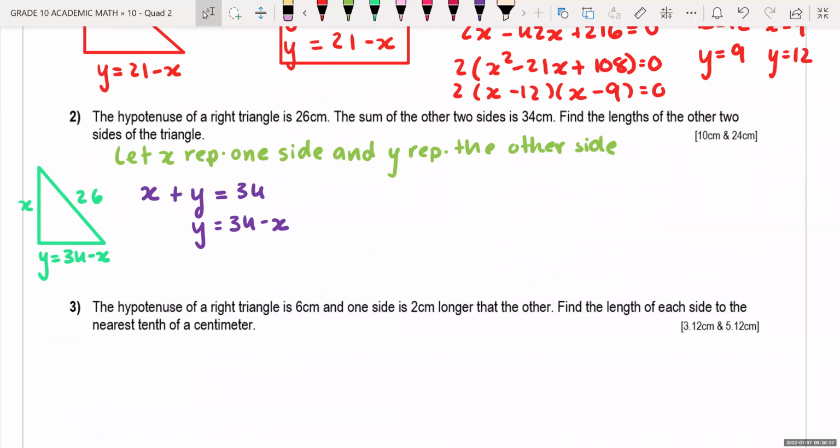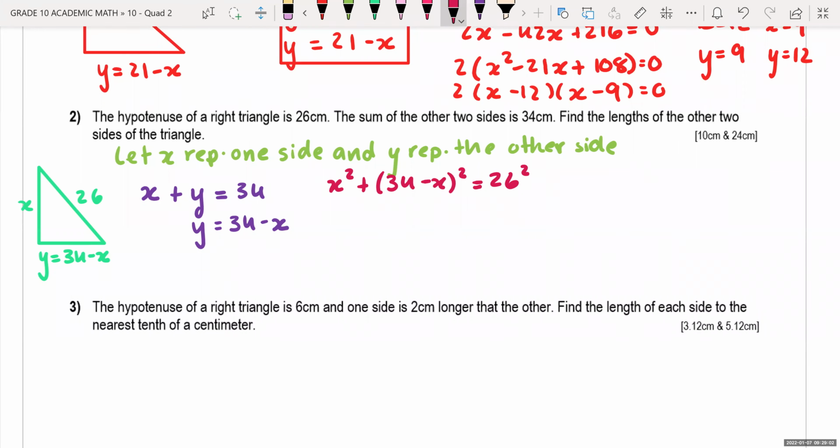Okay, so now we have our triangle. We have a little bit of information. I'm going to go ahead and use the Pythagorean theorem and expand this. So one side length squared plus the other side length squared is equal to the hypotenuse squared. So this is going to be x squared plus (34 minus x) squared is equal to 26 squared.